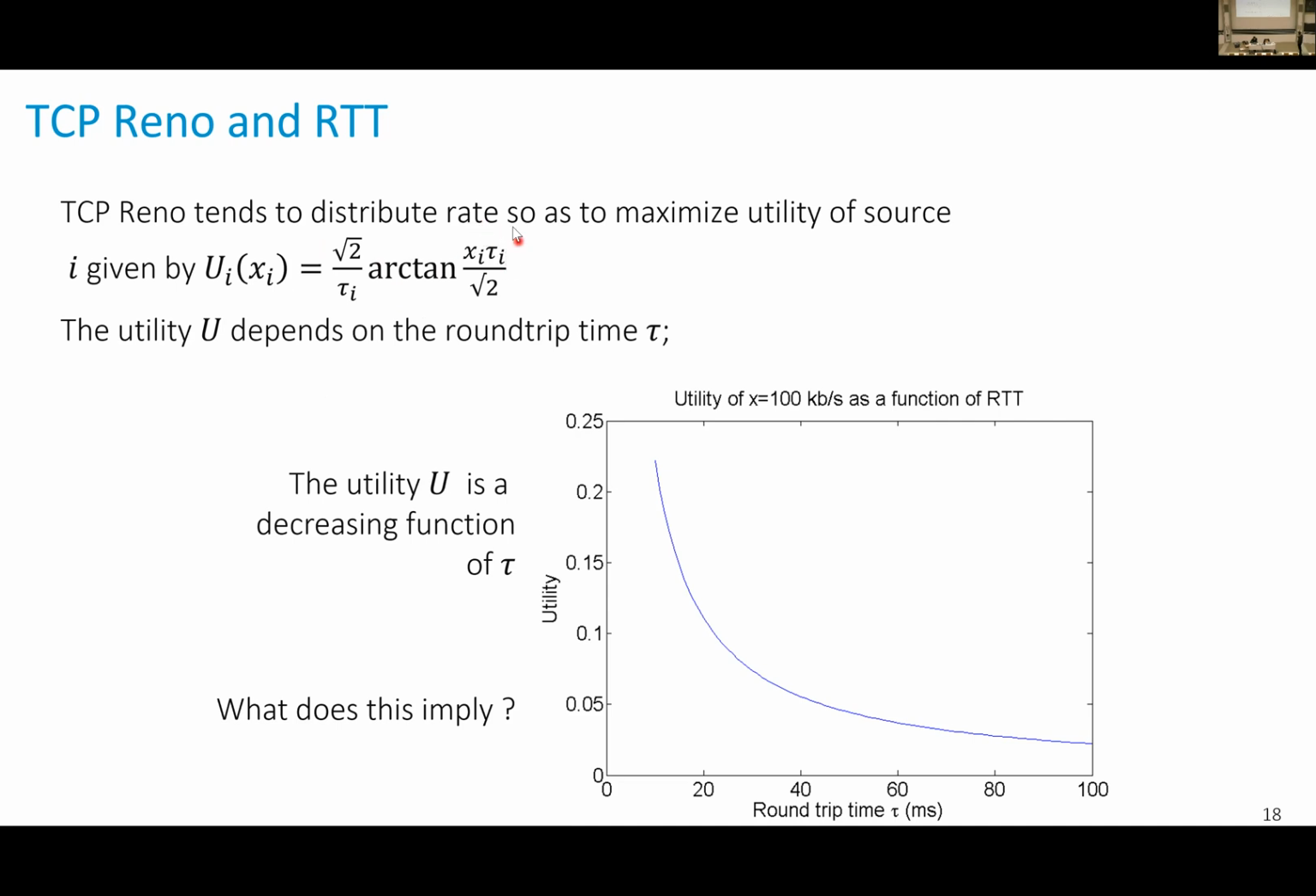However, in the function, there is a round-trip time. So the utility depends on the round-trip time. It's hard to see just by inspection how it works, because this is decreasing with tau, and this is increasing with tau. But arctangent is a very concave function, so the increasing part does not win against the decreasing part. So this is a map of this function if I fix tau for a given value of x. We see it decreases with tau. So the utility that is allocated to you is a decreasing function of your round-trip time.